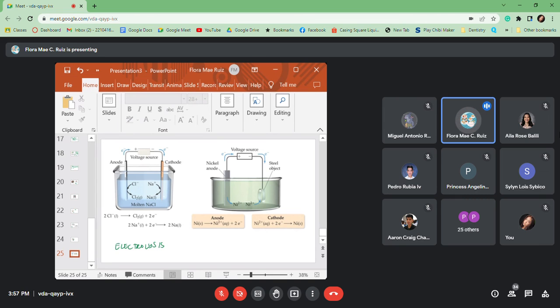Okay, so basically in electrolysis, we move the atoms from the anode to the cathode. And this is commonly used to clean your metals like silver and gold. Electrolysis is usually the process being used. Okay? So far, any questions regarding the discussion?